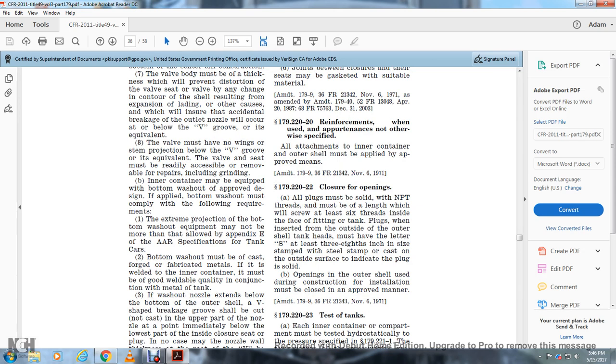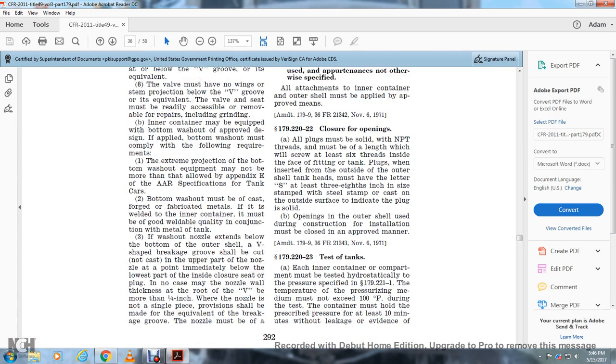All plugs must be solid with NPT threads, of a length with at least six threads inside the facing fitting of the tank. Plugs, when inserted, with the outside of the outer shell tanks must have the letter S at least 3/8 of an inch high, stamped on steel tanks or cast on the outside surface, indicating the plug is solid. Openings in the outer shell during the construction of the insulation must be closed in an approved manner.